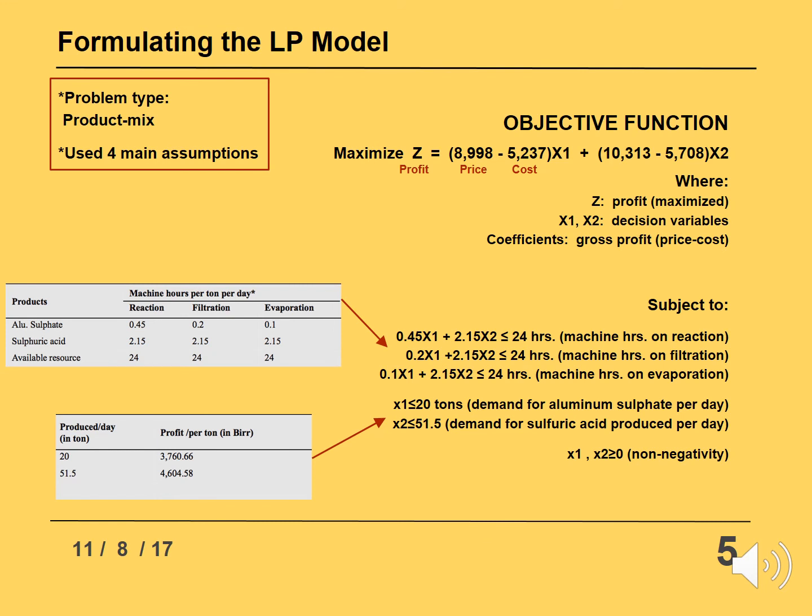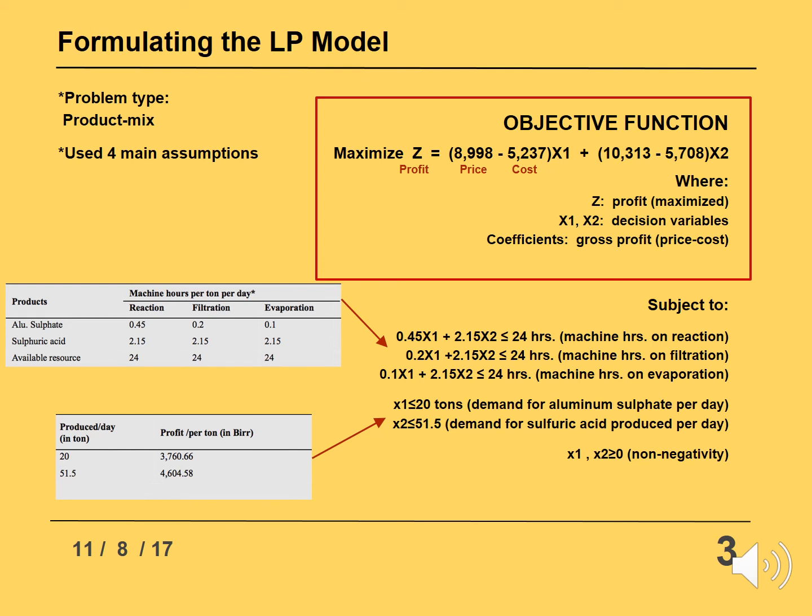So we've recognized that the type of problem here is in the product mix category. The research team also considered the four major linear assumptions that we talked about in class while turning the data into a model: proportionality, additivity, divisibility, and the certainty assumption. The objective function is to maximize profit, Z, based on the gross profit coefficient terms for products 1 and 2 and the two decision variables.